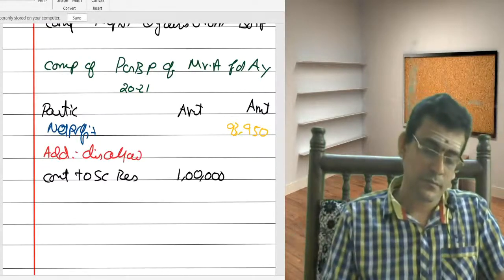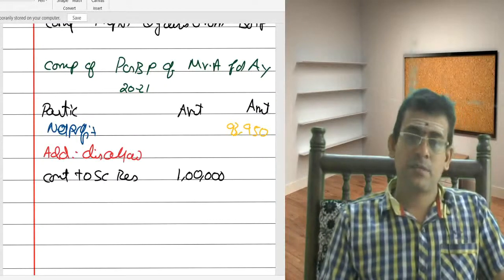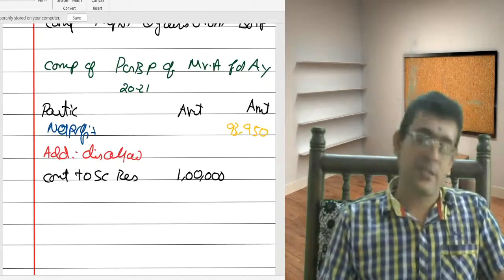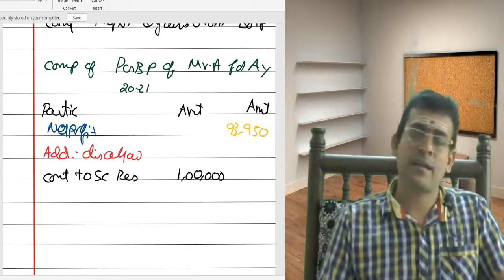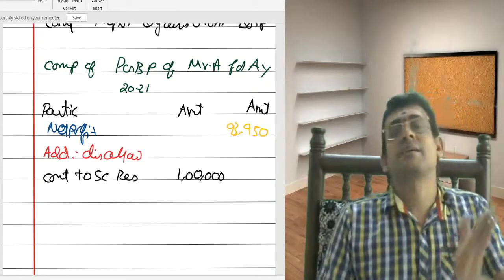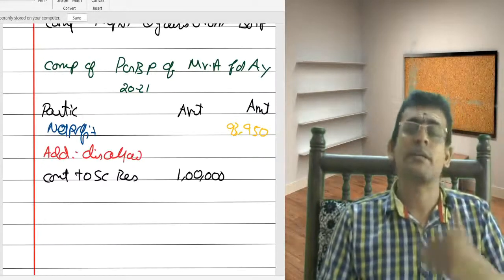Then what? Interest. I will allow this as reduction. Traveling expenses allowable as reduction under section 37. Miscellaneous expenses, if no adjustment is mentioned, I can take this as reduction. So we have covered the debit side of your profit and loss account. Now we need to go to the adjustments.